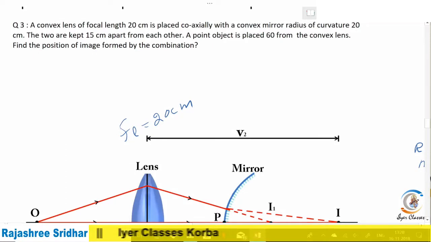Got it? Third question: a convex lens of focal length 20 centimeter is placed coaxially with a convex mirror of radius of curvature 20 centimeter. The two are kept 15 centimeters apart from each other. A point object is placed 60 centimeters from the convex lens. Find the position of the image which is formed by the combination.